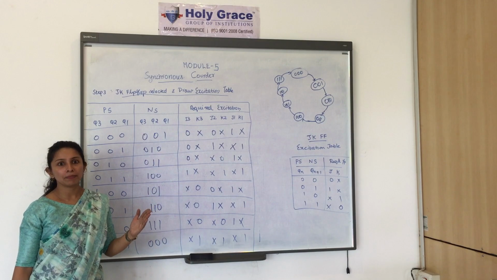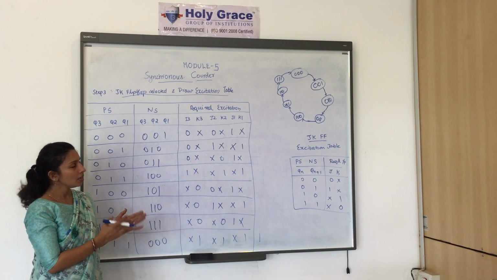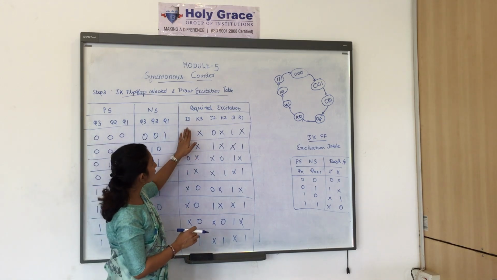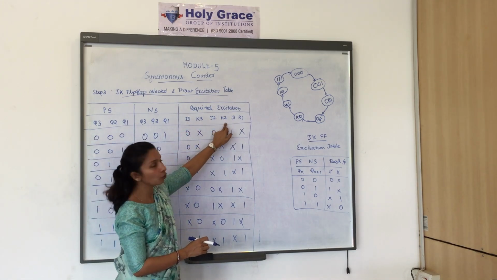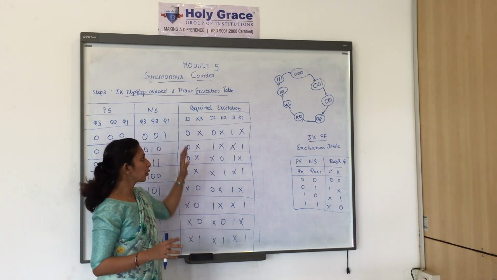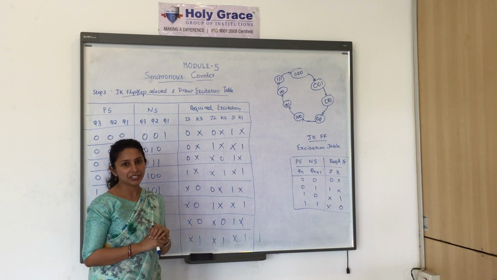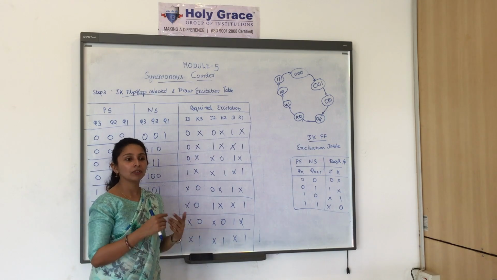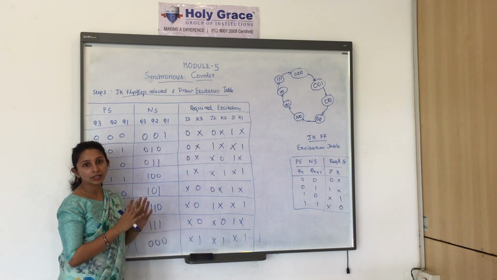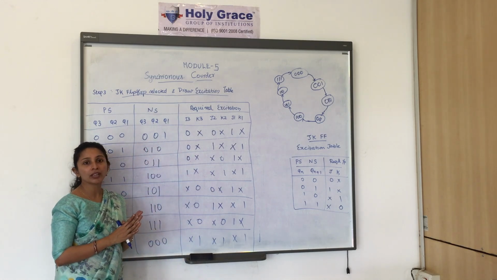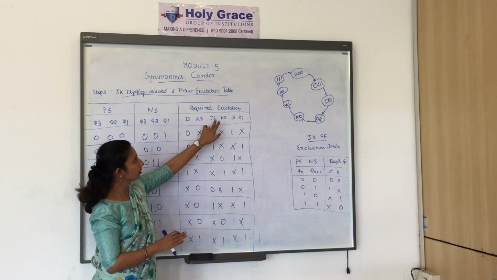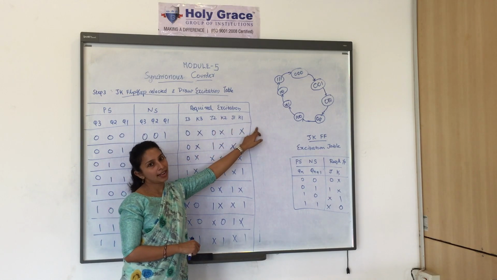Now the next step is we have to find the equation. For this, I am going to use the K-map, Karnaugh map. Since we have 6 output values, I have to draw 6 K-maps in order to find the corresponding equation. After getting the equations, we will implement it using flip-flops. Okay, now I am going to draw the K-map and find the corresponding equation for each of J3, K3, J2, K2, J1 and K1.